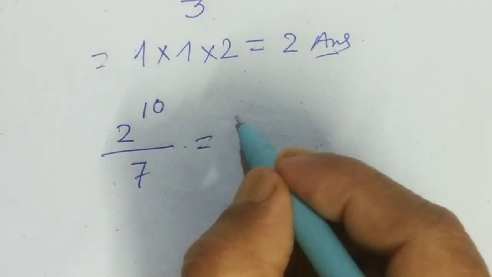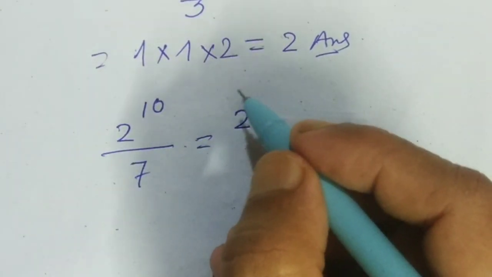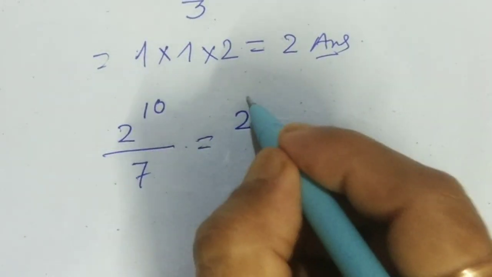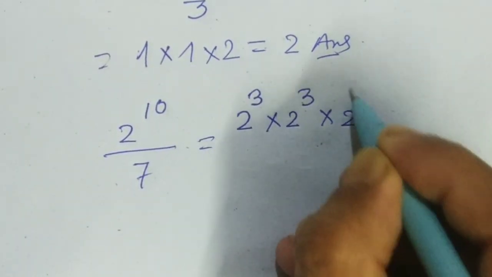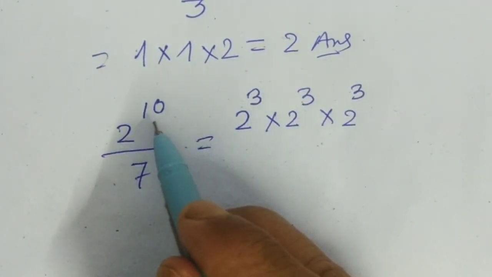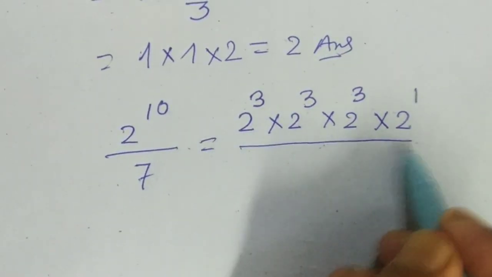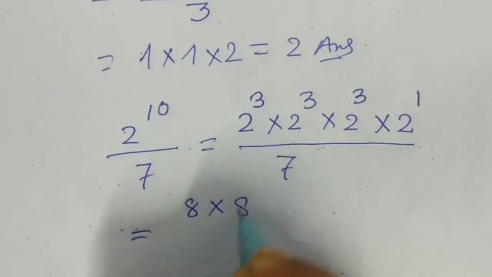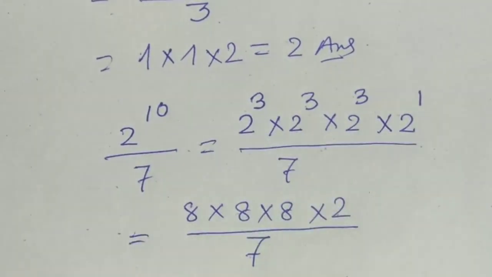Here it is 2 to the power 10. Can we write 2 to the power 2? No, because 2 to the power 2 is equal to 4 and 4 can't be divided by 7. So we select 2 to the power 3 into 2 to the power 3 into 2 to the power 3. So 3 plus 3 plus 3 is 9, but here it is written 10. So we'll write here 2 to the power 1, divided by 7. Then this is equal to 8 into 8 into 8 into 2 divided by 7.